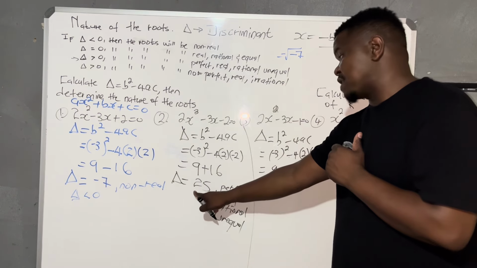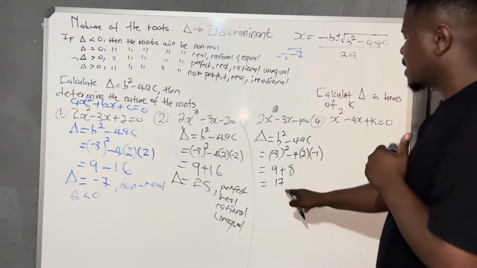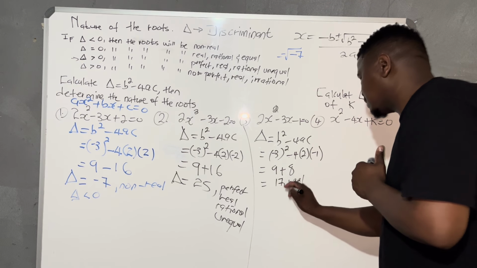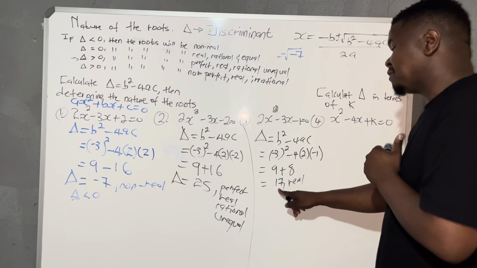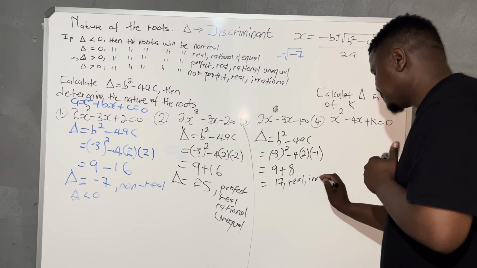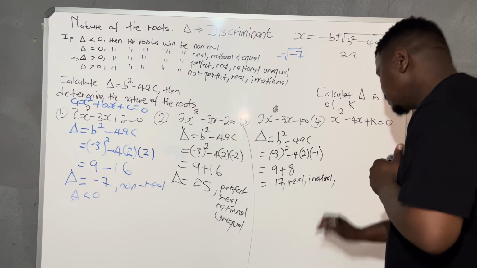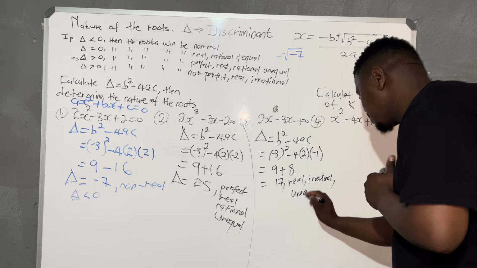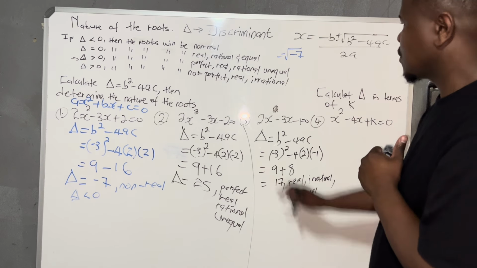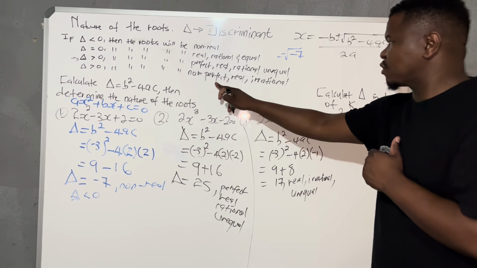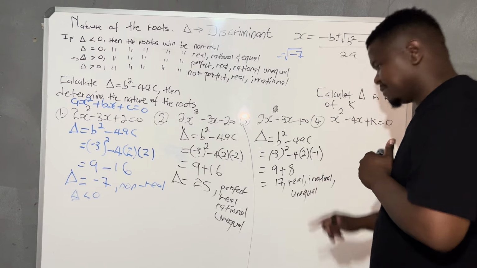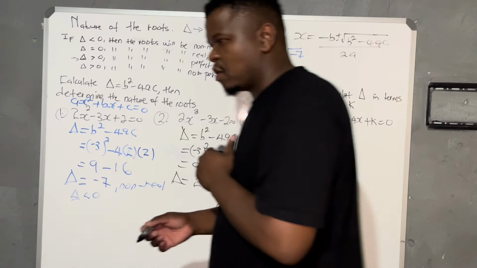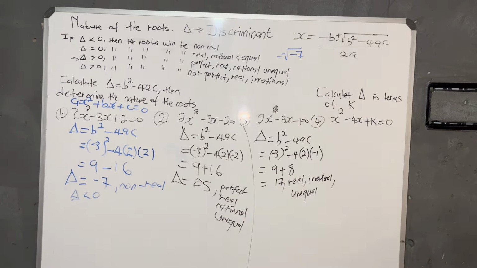Now look, I got a positive number. I said it's real because it's positive. Now I'm getting a positive 17. Definitely it's real because it's positive. But is this a perfect square? No, it's not a perfect square. And if it's not a perfect square, it's irrational. It's also unequal because it's not 0. So it's not a perfect square. However, it's real because it's positive, but it's irrational. Now you can see how we solve all these problems. But now let's look at how they ask this in the exam.